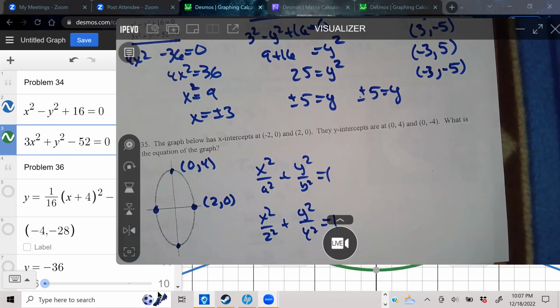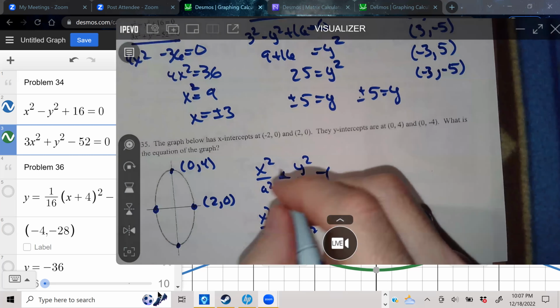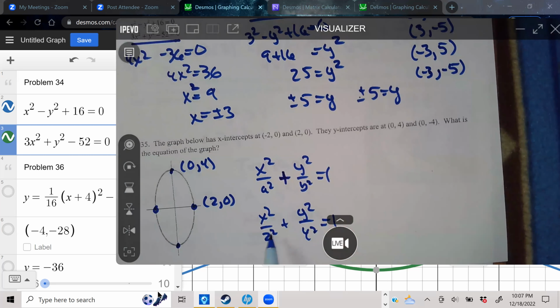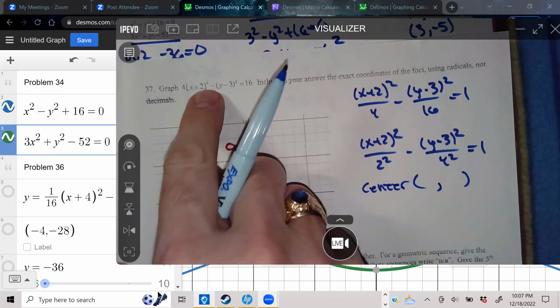Now these 4 points are useful. Those are the vertices of your ellipse. How do you know it's an ellipse versus a hyperbola? If you're looking at this, that's right. This should have a minus if this was a hyperbola, like this one.